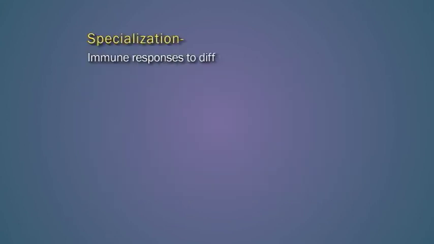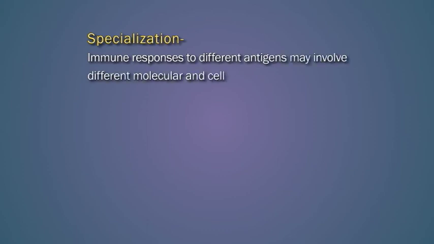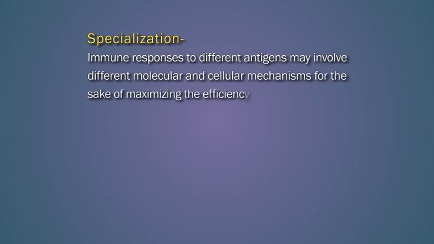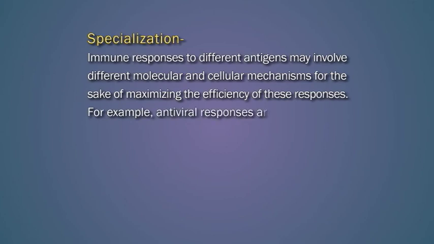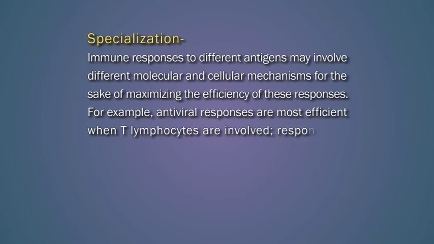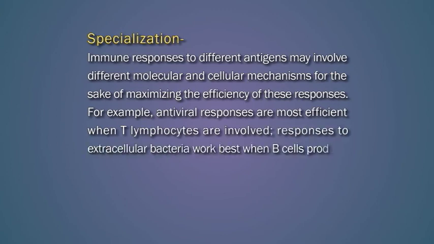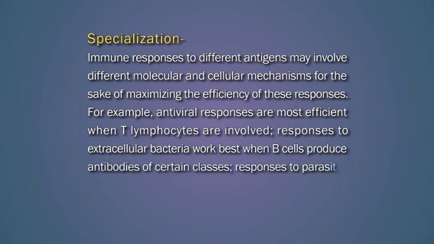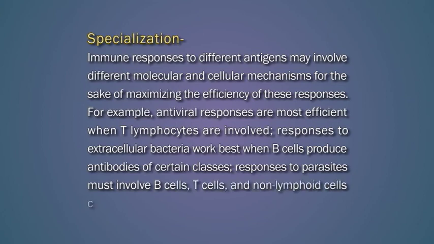Immune responses to different antigens may involve different molecular and cellular mechanisms for the sake of maximizing the efficiency of these responses. For example, antiviral responses are most efficient when T lymphocytes are involved. Responses to extracellular bacteria work best when B cells produce antibodies of certain classes. Responses to parasites must involve B cells, T cells, and non-lymphoid cells called eosinophils.